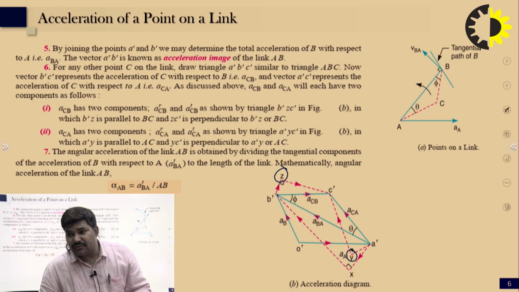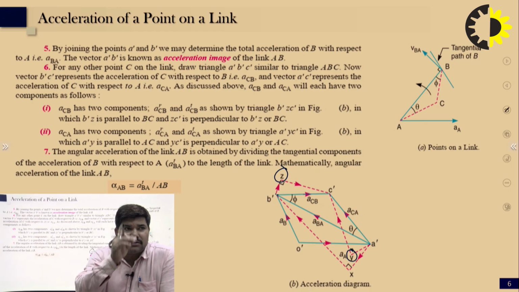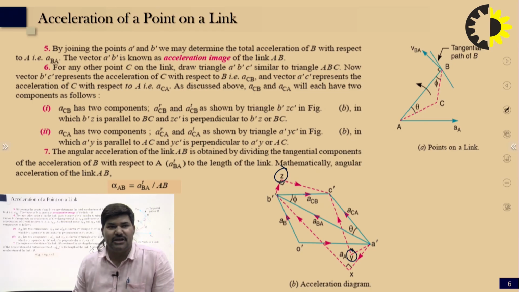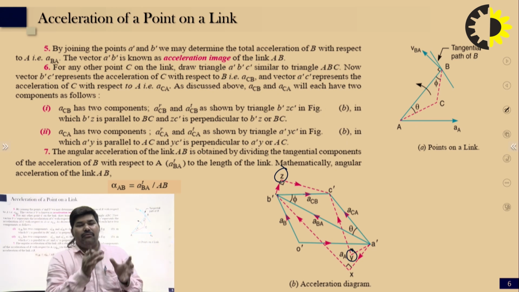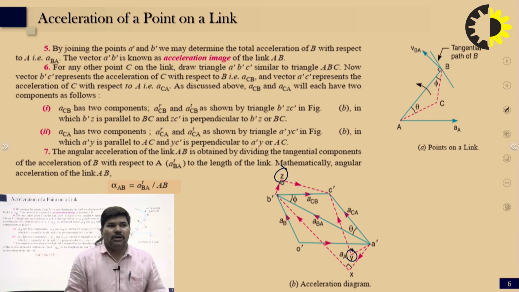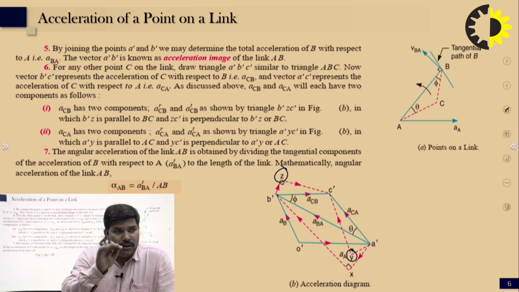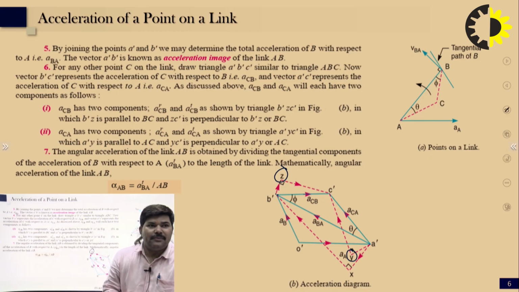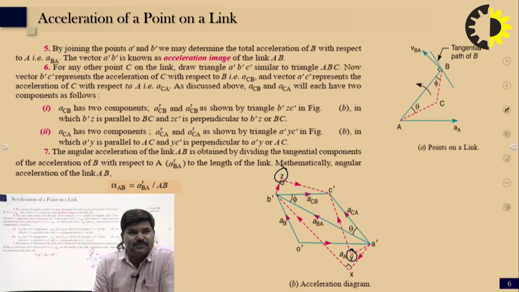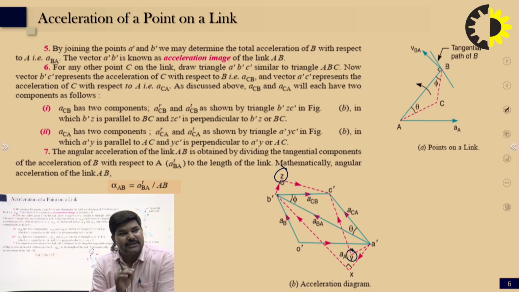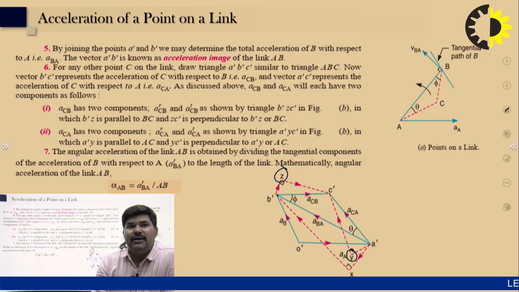From any point C on the link, we draw the triangle a dash, b dash and c dash, similar to triangle ABC. Now we can say that the vector b dash c dash represents the acceleration of C with respect to B, that is acceleration of CB, and the vector a dash c dash represents the acceleration of C with respect to A, that is CA.